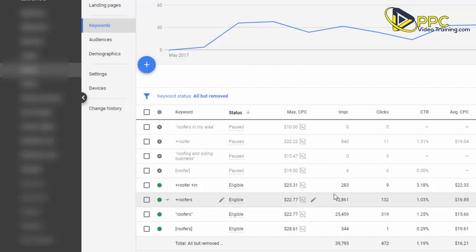But the idea is to give the searcher exactly what they're looking for. Make sure that when somebody clicks, your ad is describing exactly what you want them to find, so that when they click on it, they're taken to that exact page. Don't just send them to the front page of your website. Send them to the page that discusses what your ad and what the keyword has to do with.